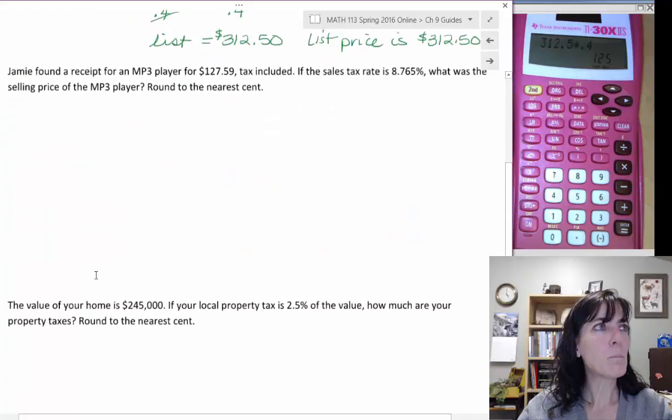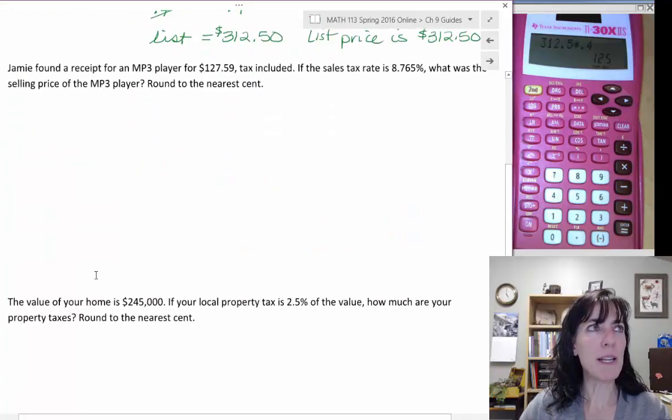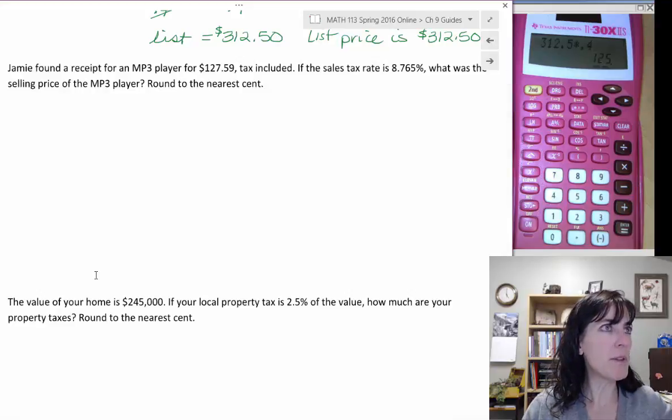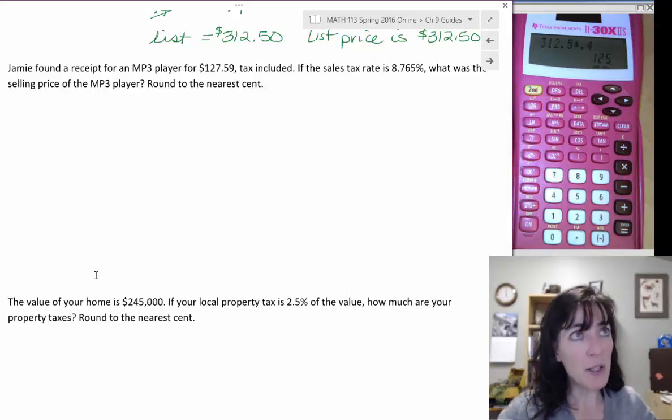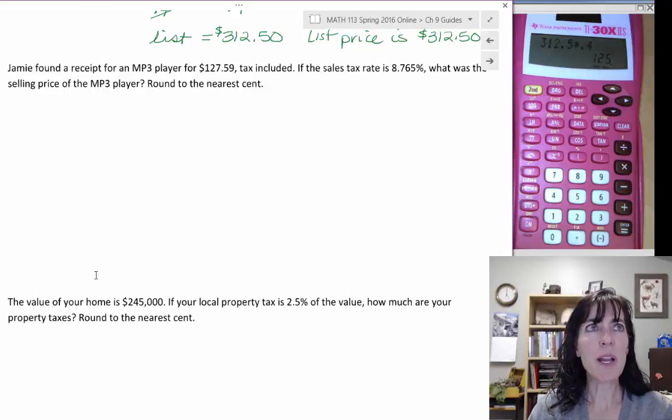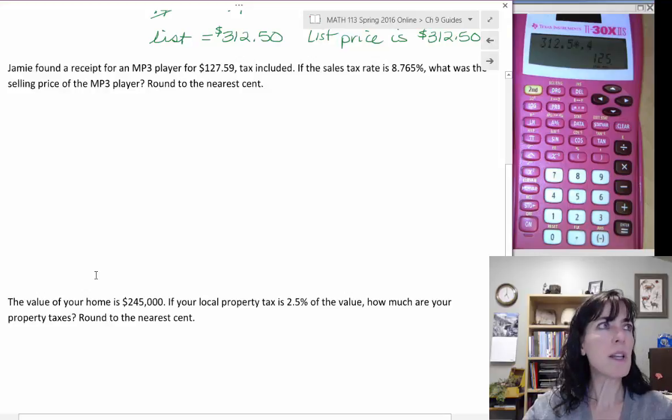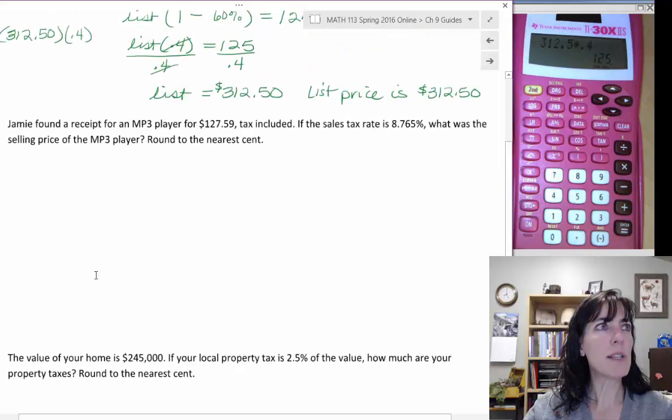All right. Jamie found a receipt for an MP3 player for $127.59, tax included. If the sales tax rate is 8.765%, what was the selling price of the MP3 player? Round to the nearest cent.